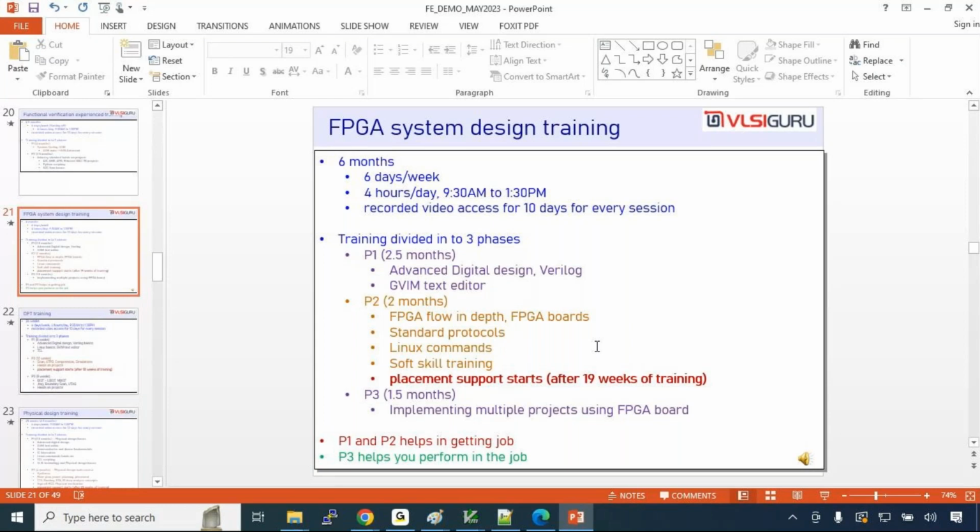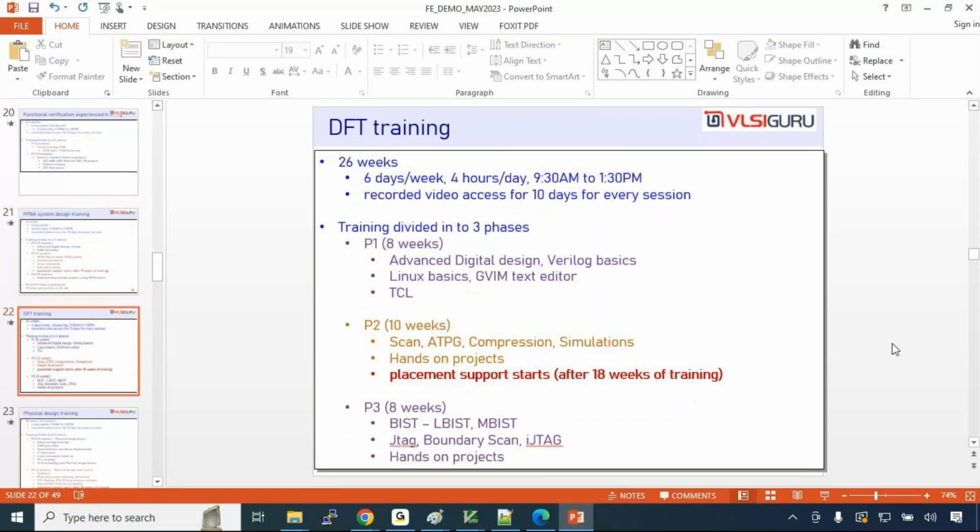Those who are interested in DFT, please attend today's session at 4:30 p.m. I think you might have already got the link to attend that session. Let the trainer explain everything in depth: what is DFT, why DFT is done, and what the DFT course structure is.